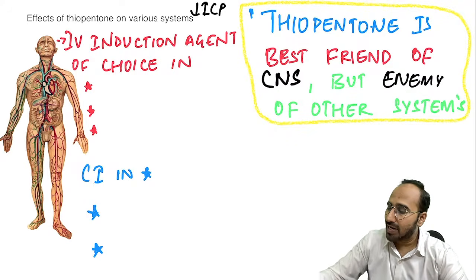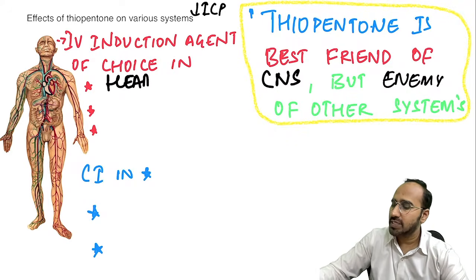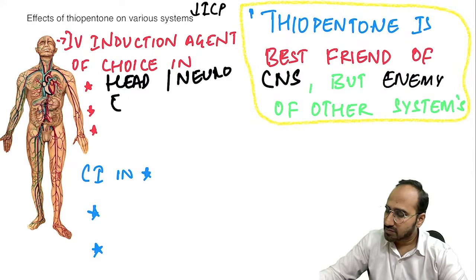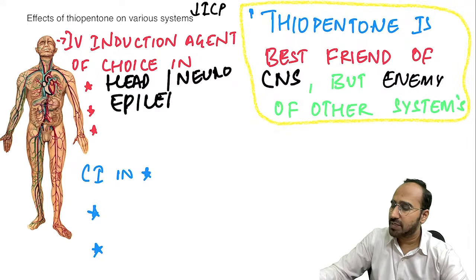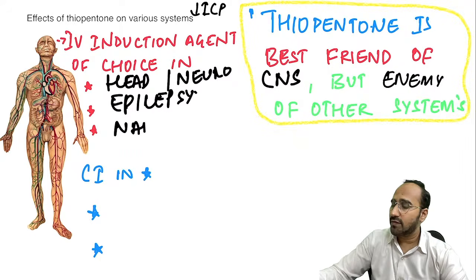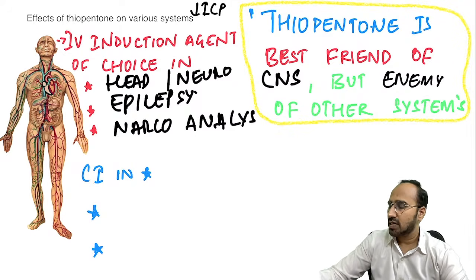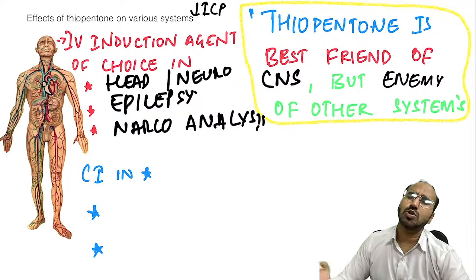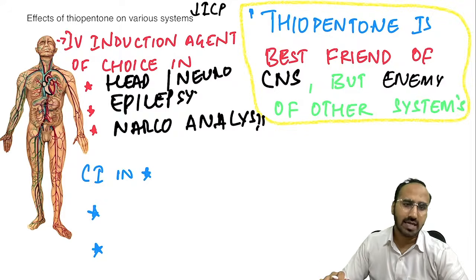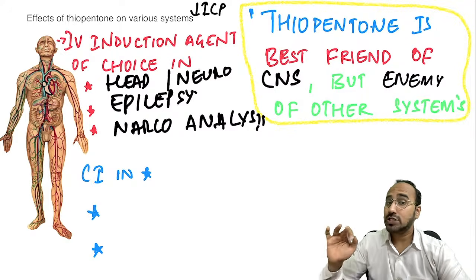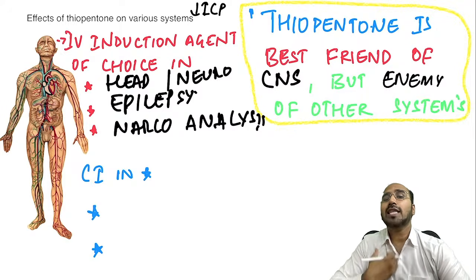So basically, remember, guys, it can be given in head injury and neurosurgery. It can be given if the patient is having epilepsy. Why? Because it has anti-epileptic property. It can be given for narcoanalysis, the truth test. Give some dose of sodium thiopentone, the patient goes into the subconscious mind, and whatever you ask, he will tell you the truth, okay? So that is narcoanalysis. You can go for sodium thiopentone, but it is contraindicated in all other systems.